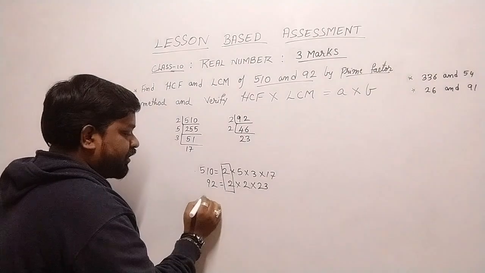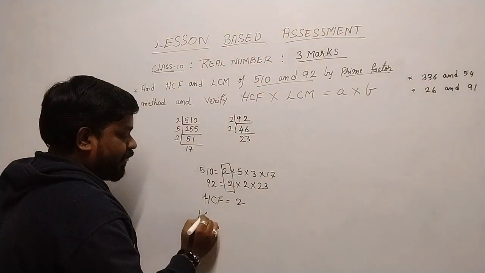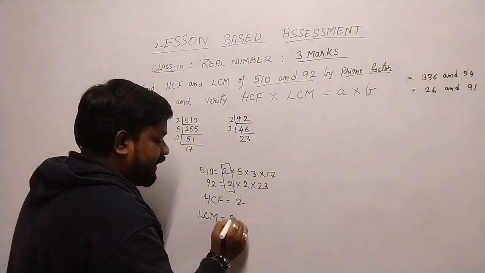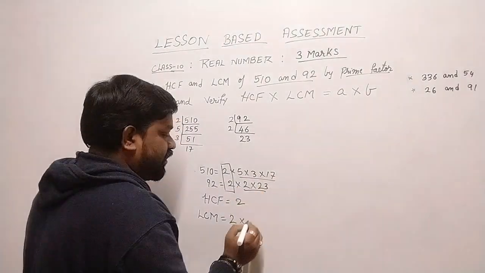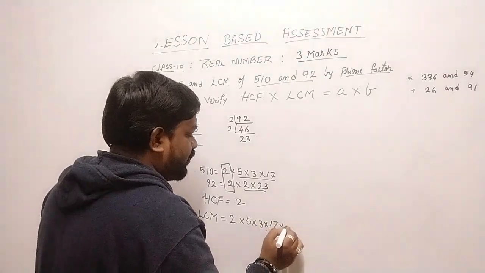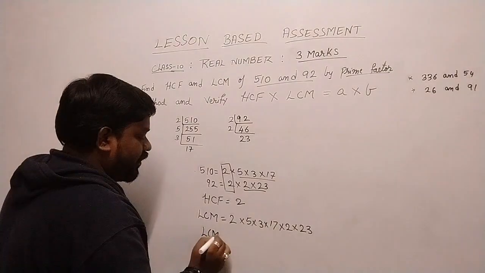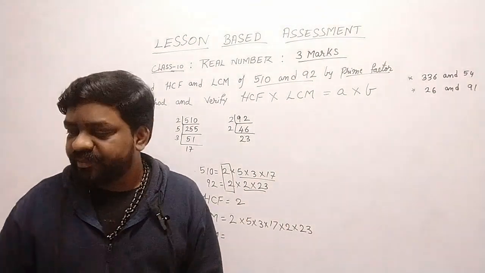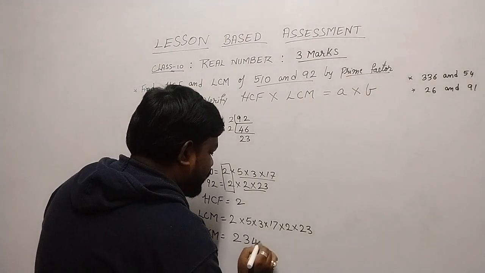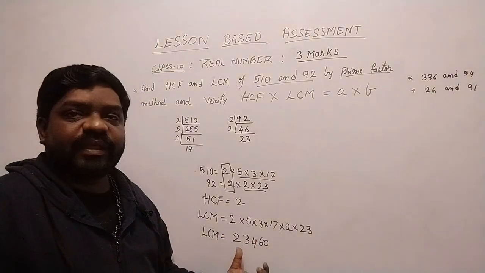In both the numbers, the common factor, that is the highest common factor, is 2. To find the least common multiple, write the HCF once and write the remaining numbers: 5 into 3 into 17 into 2 into 23. If we multiply all the numbers, we will be getting 23,460. So this is the LCM.